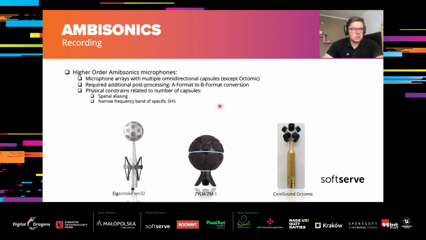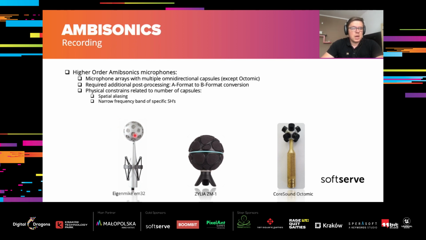Unfortunately, higher order ambisonics microphones have some physical constraints that are related to the number of capsules used in those microphones, and those constraints relate to spatial aliasing or narrow frequency band of some of the spherical harmonics. But I will not focus on these aspects during this presentation.